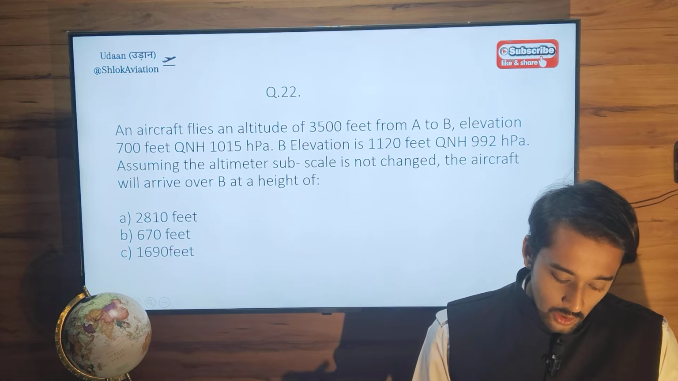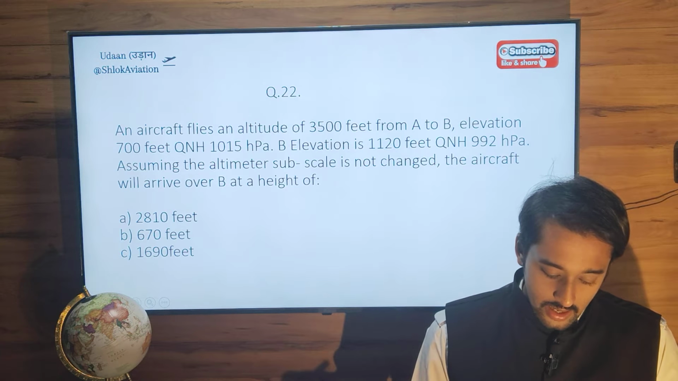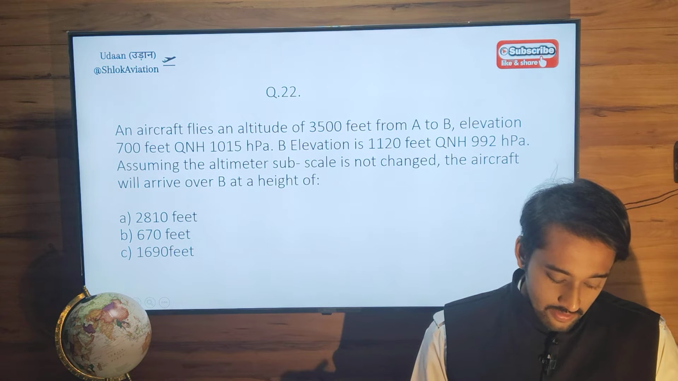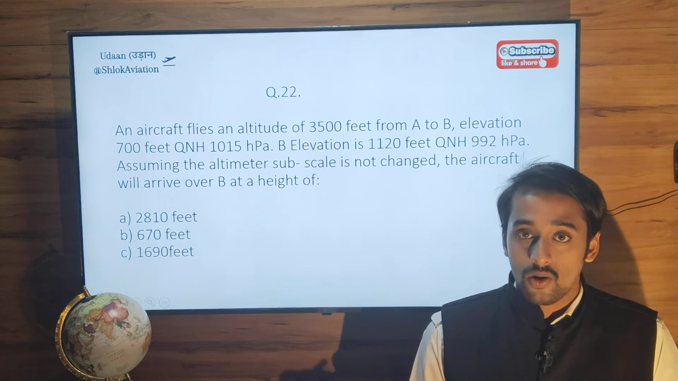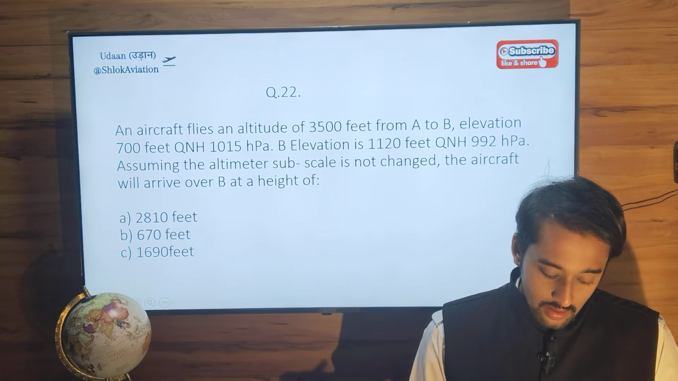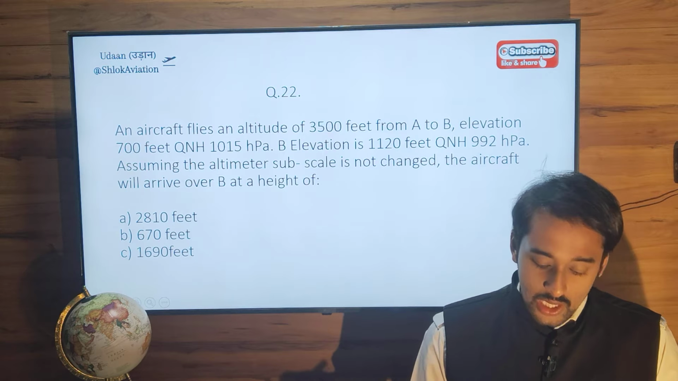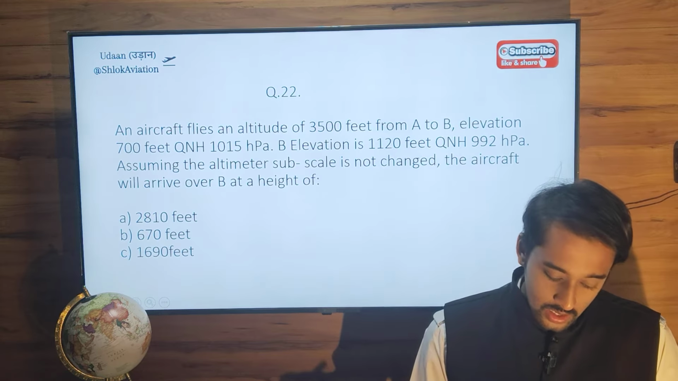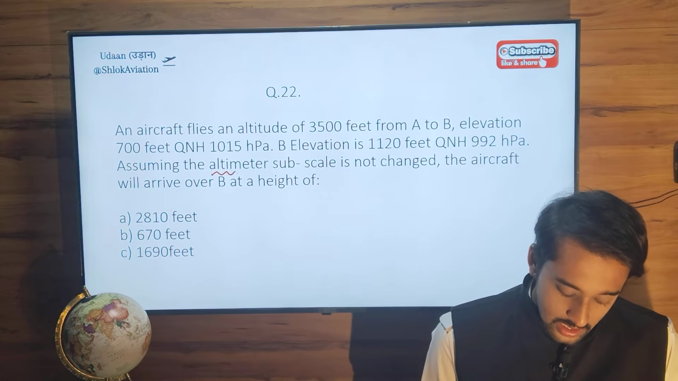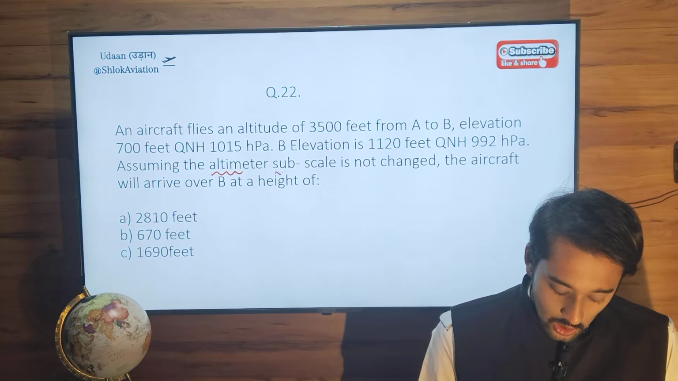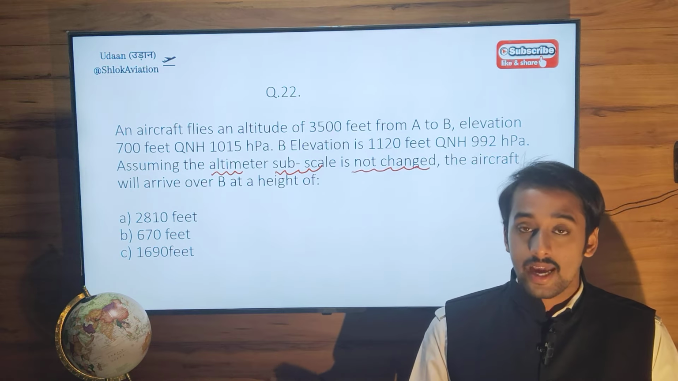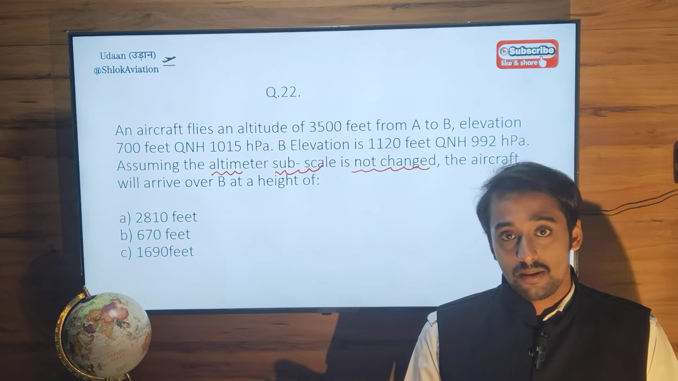An aircraft flies at an altitude of 3,500 feet from A to B. Airport A has an elevation of 700 feet and a QNH of 1015 hectopascal. Airport B is at an elevation of 1120 feet, with a QNH of 992. The altimeter subscale is not changed. What will the aircraft indicate when it arrives at B?